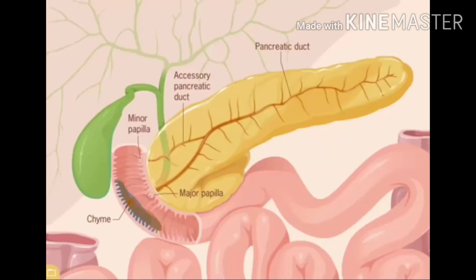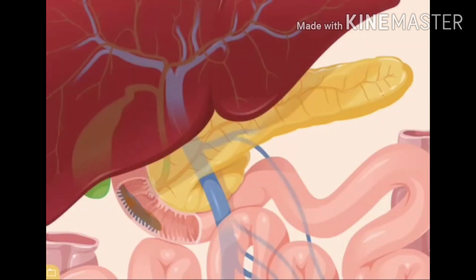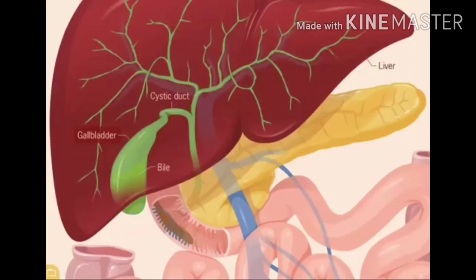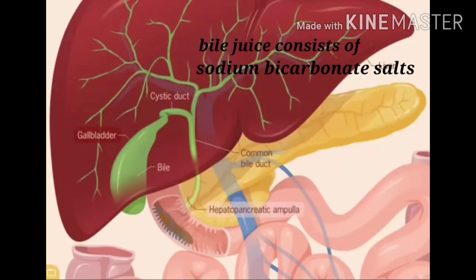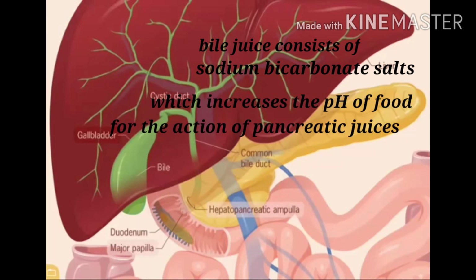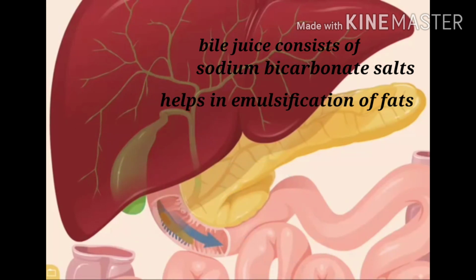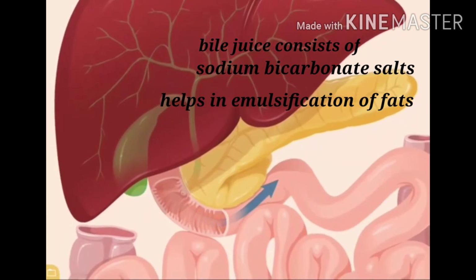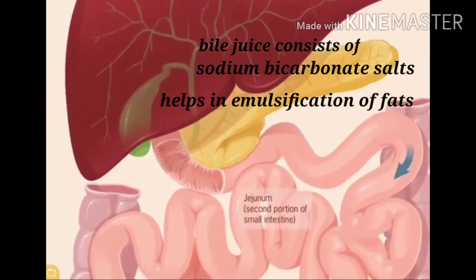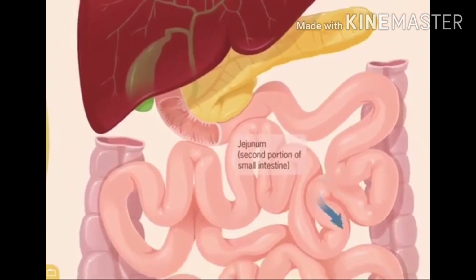Pancreatic juices act in a basic medium which is achieved by bile juice secreted from the liver, which is stored in the gallbladder. When the acidic food enters the small intestine, the gallbladder secretes bile juice, which consists of basic salts like bicarbonates of sodium, which increases the pH of food. Bile juice also helps in emulsification of fats into smaller globules for better action of enzyme lipase on it.